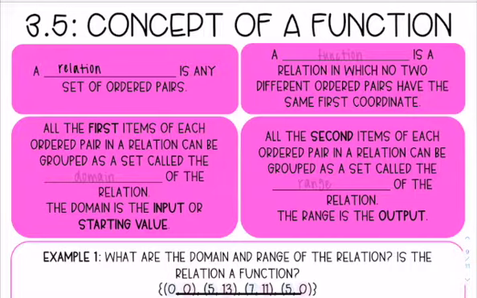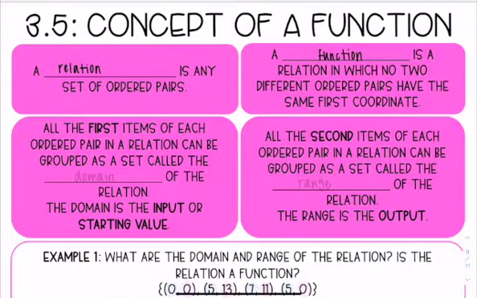Now, a function is a very specific type of relation. And so a function is a relation in which no two different ordered pairs have the same first coordinate. So that means that two ordered pairs are not allowed to have the same x value. So I can't have the point (2, 4) and (2, 5). It would not be a function. It would be a relation, but not a function.